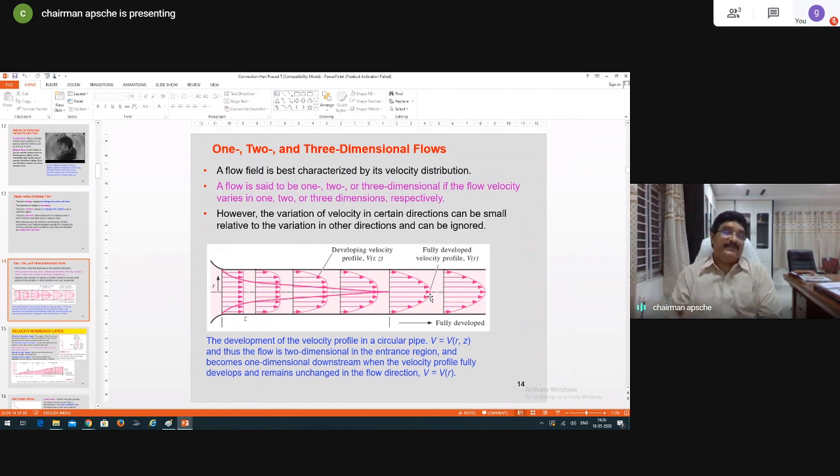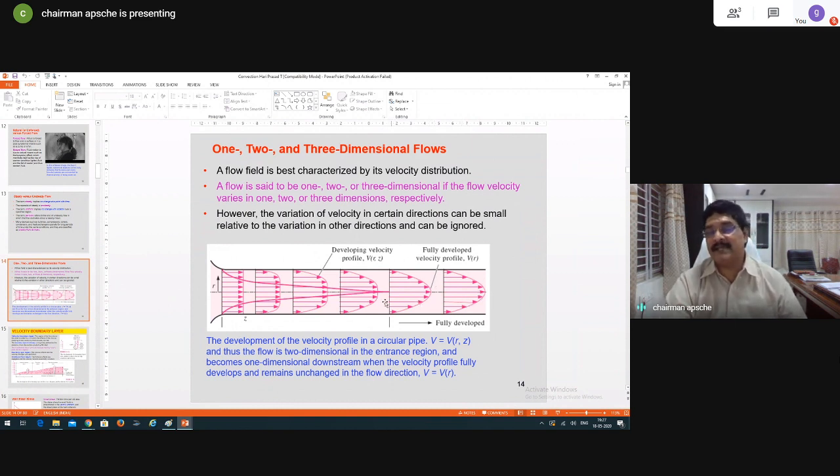Because what happens on the top of the boundary layer? Boundary layer definition itself is this. It is the joining of all such points where the velocity for the first time is equal to free stream velocity or 0.99 times free stream velocity. So therefore, at the core of the tube, along the central line of the tube, the velocity will be equal to free stream velocity or the maximum velocity.